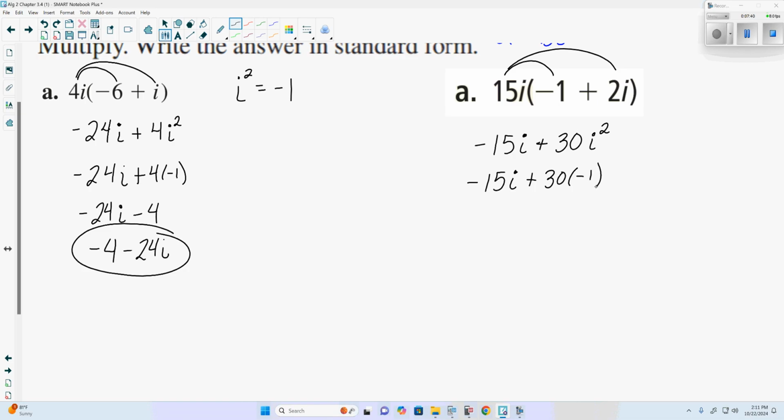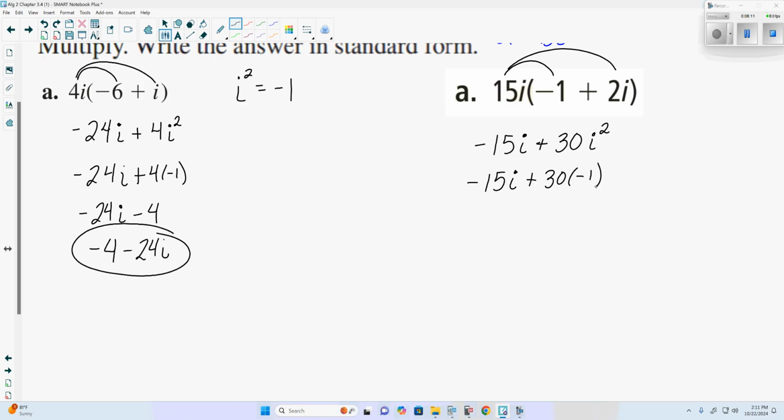Again, we can't leave i to a power, so we need to simplify our i squared, and i squared is negative 1. Out of all the powers of i to keep track of, i squared is nice to know is negative 1. Anytime we see i squared show up in a problem, we can replace it with negative 1. It'll make things nicer to work with.